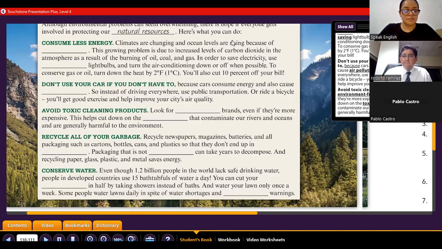Recycle all of your garbage. Recycle newspapers, magazines, batteries, and all packaging such as cartons, bottles, cans, and plastics so that they don't end up in, let me see, the new word. A landfill. Very good.